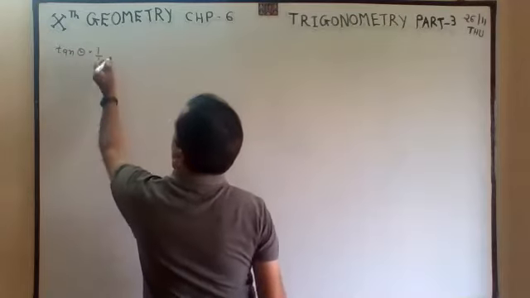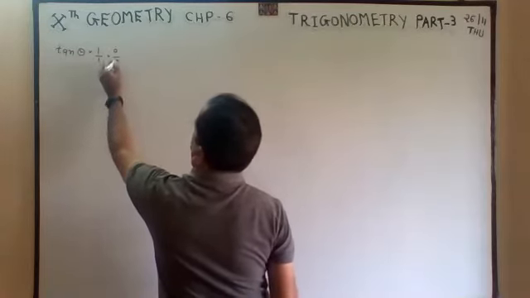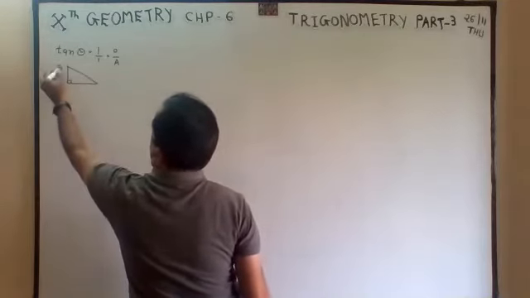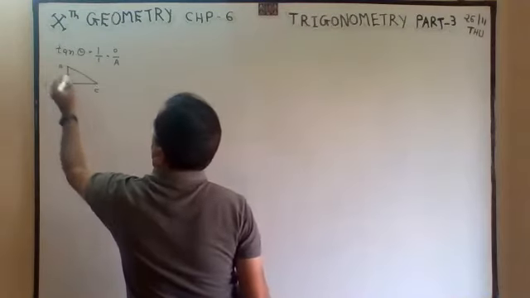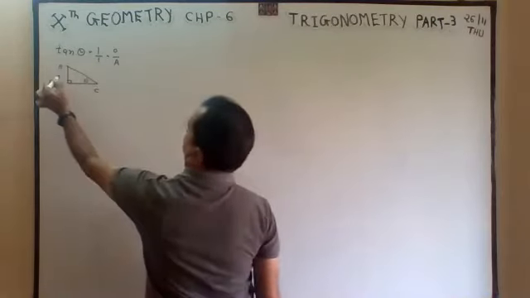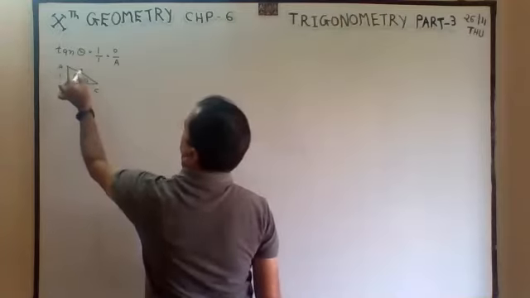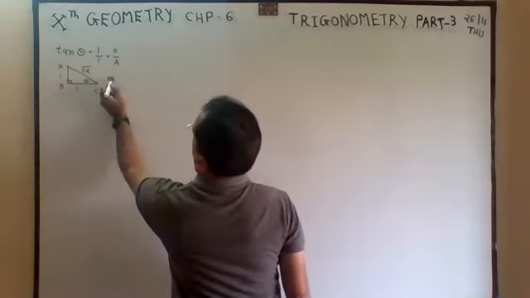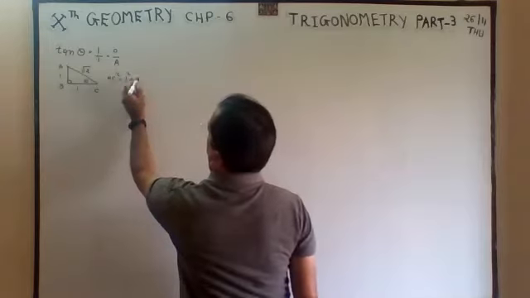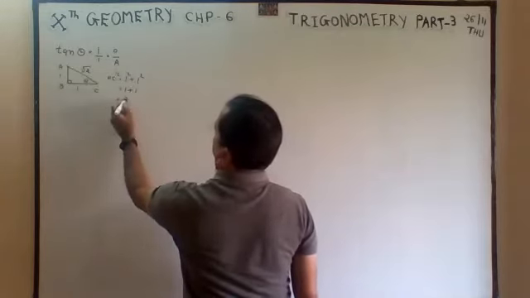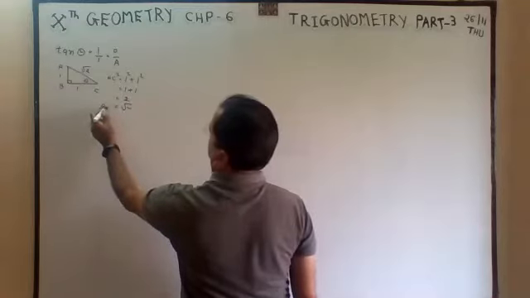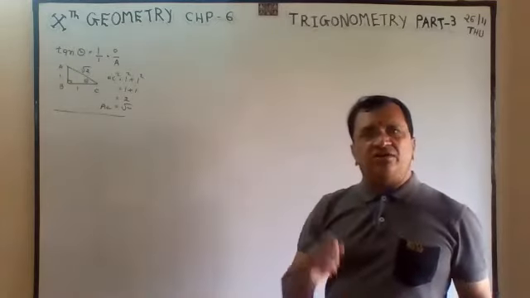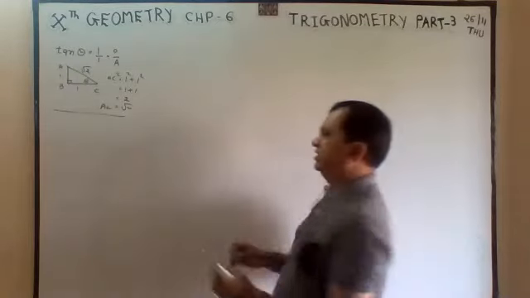So 1 you can write as 1 by 1. This is opposite by adjacent. So take this triangle A, B, C. This is 1, this is 1. So by Pythagoras you will get root 2. For example, AC square is equal to 1 square plus 1 square, 1 plus 1 is equal to 2. Now, our question is to find out the value of sin theta plus cos theta divided by sec theta plus cosec theta.